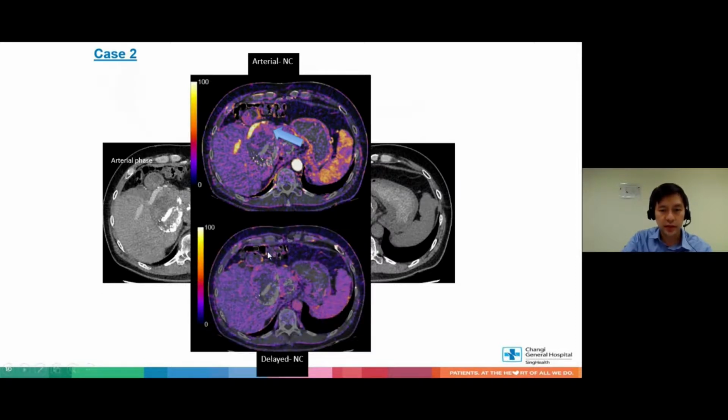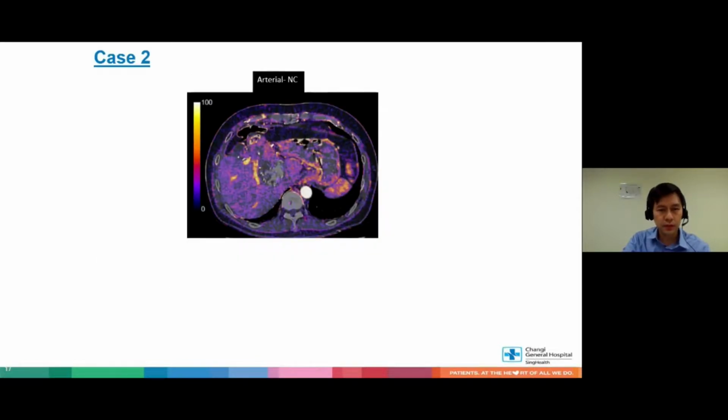And then this is the delay phase. You could see the contrast, actually part of it is washing out. So definitely there's remnant tumor in this lesion. And then if we move slightly more inferior, to the more inferior aspect of the liver, you could see there was actually a bit more enhancement in the more inferior aspect.